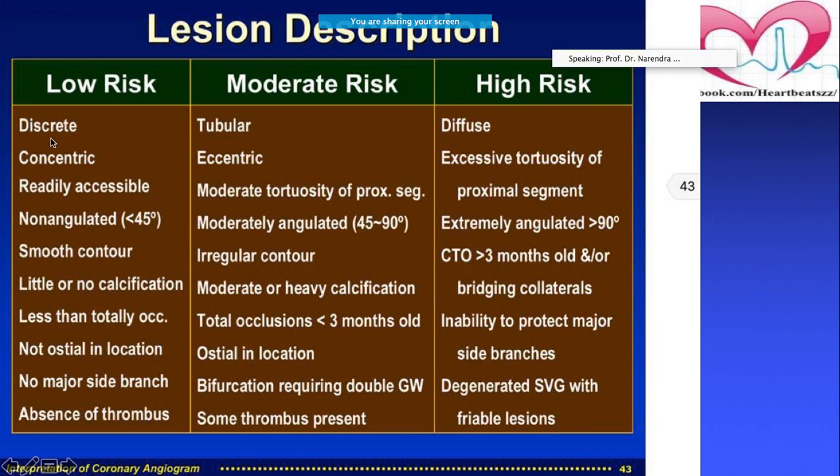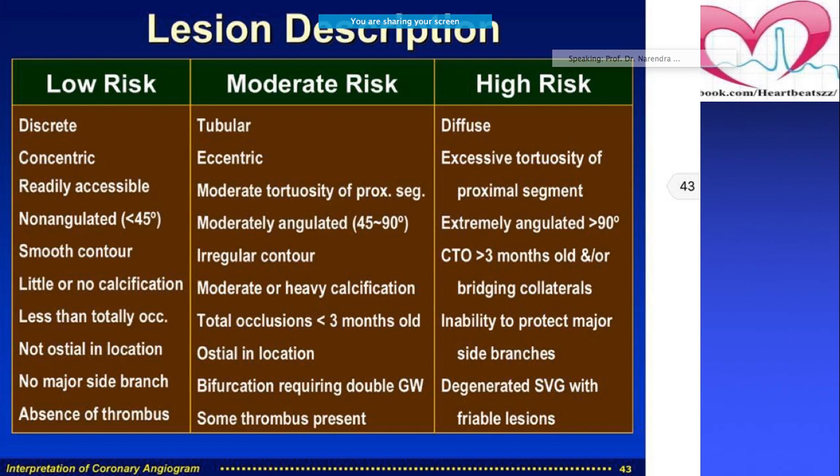For the low risk, if it is a discrete lesion, concentric, readily accessible, non-angulated, smooth contour, or little or no calcification is seen. Then, for the moderate risk, the lesion set will be tubular, eccentric, moderately tortuous, moderately angulated, irregular contour, total occlusions less than 3 months, or ostial in location, or even if some thrombus is present.